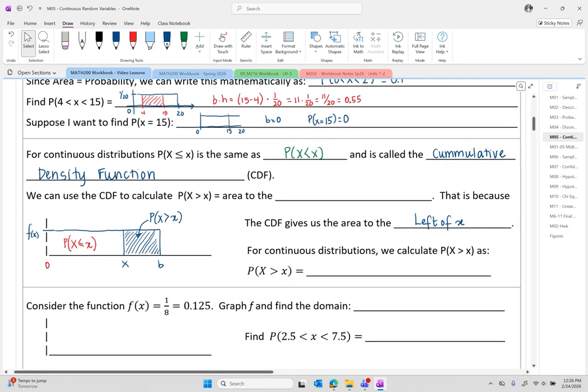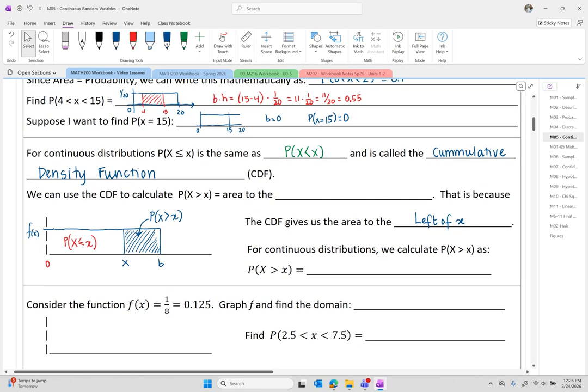So for continuous distributions, the probability of x less than or equal to a particular value, little x, is the same as the probability of x being less than that little x. So it doesn't really matter if you say, are you going to be equal to x or are you going to be less than x? It doesn't matter if I say it takes me less than 15 minutes to get to work, or if I say it takes me at most 15 minutes to get to work. And this is called the cumulative distribution function, CDF.